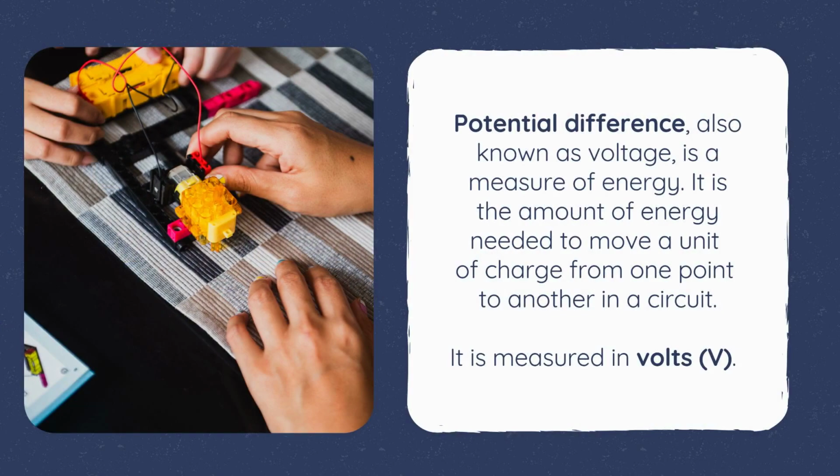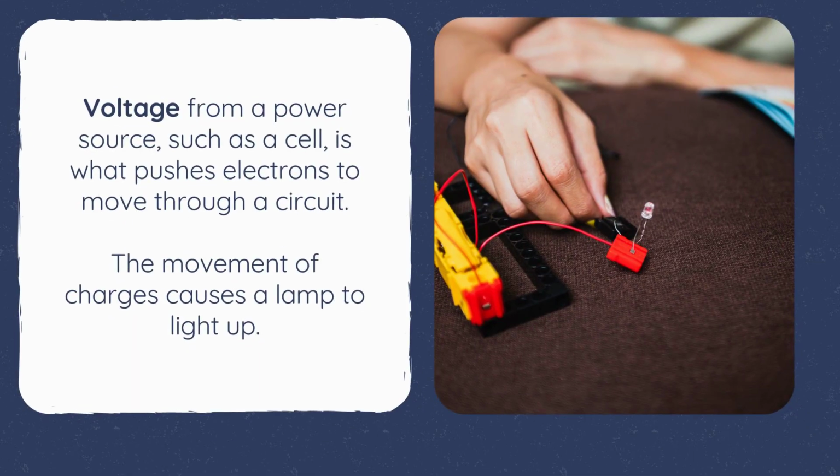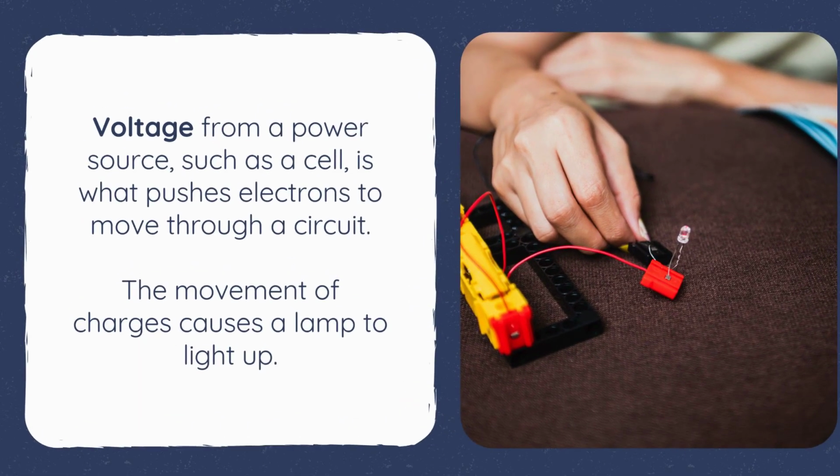Potential difference, also known as voltage, is a measure of energy. It is the amount of energy needed to move a unit of charge from one point to another point in a circuit. It is measured in volts. For example, voltage from a power source, such as a cell, is what pushes electrons to move through a circuit. The movement of charges causes a lamp to light up.